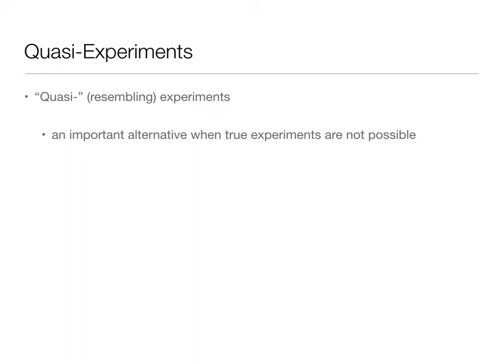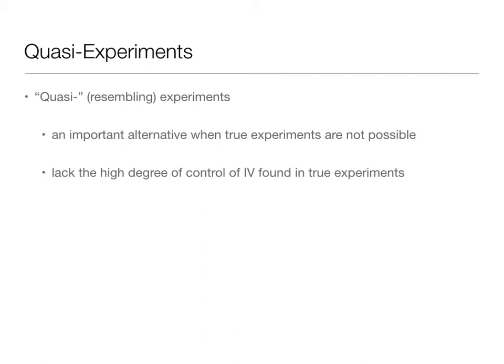We can't assign a group of people to be schizophrenic and a group of people to not be schizophrenic. You are schizophrenic or you're not schizophrenic. We can't assign those kinds of things. And so they're really important for us to start to look at these things in more causal ways without being able to make true cause and effect statements.